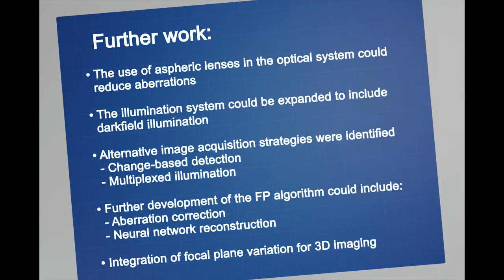Aspheric lenses could reduce aberrations in the optical system. The illumination system could be furthered by the inclusion of dark field illumination. Alternative strategies for image acquisition were identified, such as a system capable of detecting a change on the sample before acquiring data, or utilizing multiplexing in the Fourier ptychography algorithm to capture images illuminated from multiple angles simultaneously.